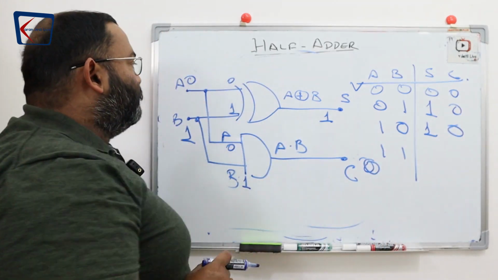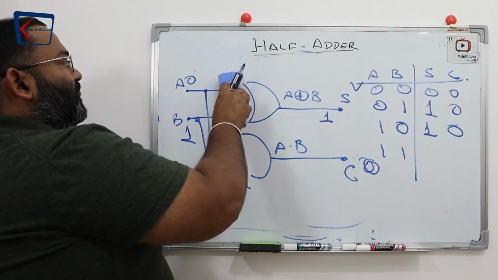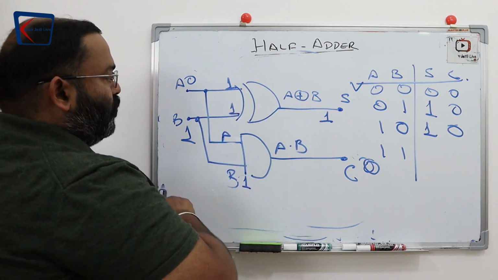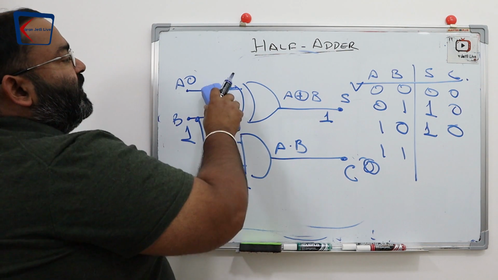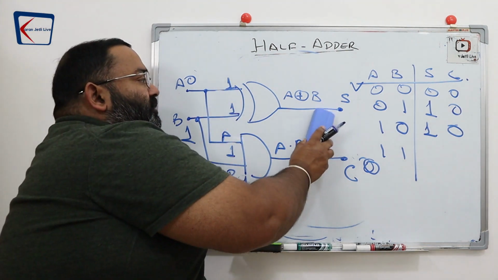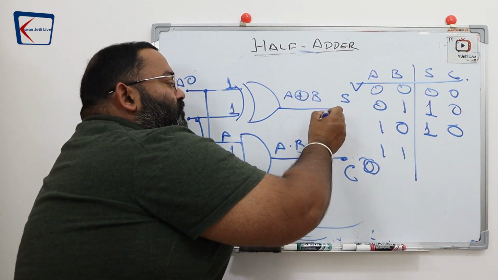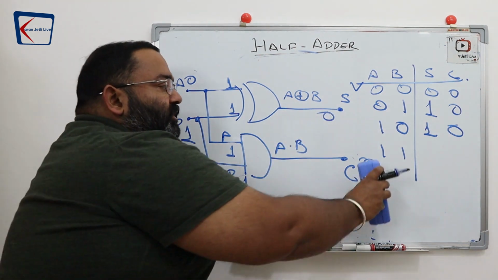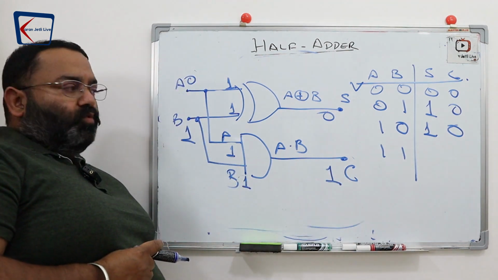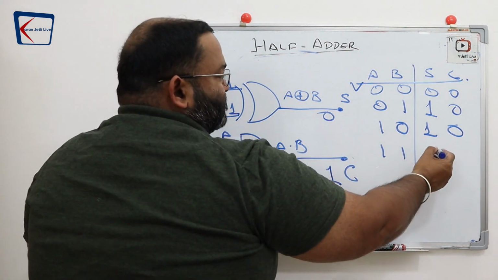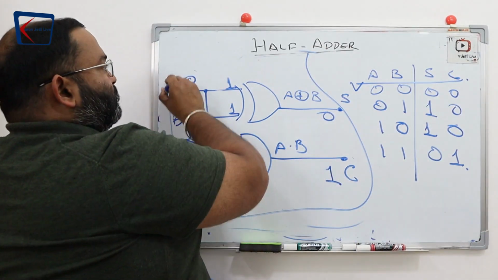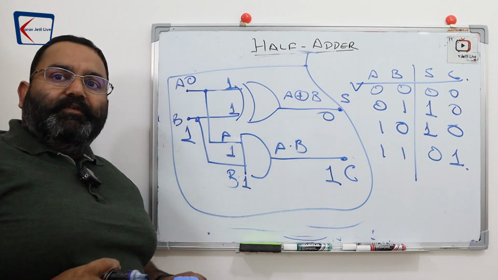Now let us test it for both inputs 1. A is 1 and B is also 1. So A XOR B, 1 XOR 1 is what? It is 0. 1 and 1 is what? It is 1. So what we get here is sum as 0 and carry as 1. So this circuit is working as a half adder.